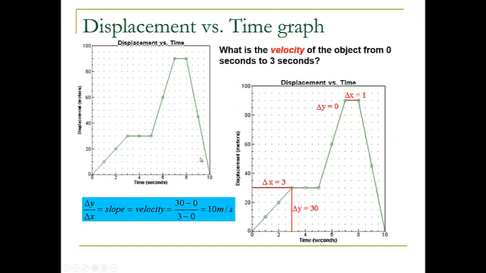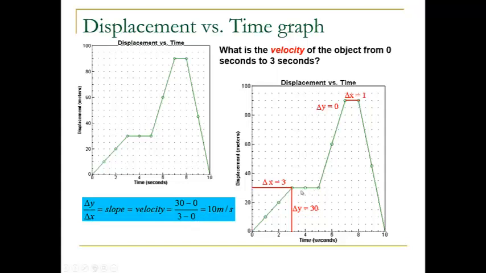All right, so I told you to sketch that graph at the beginning. This is the exact same graph that was on the first slide. If you wanted to figure out the velocity of the object from 0 to 3 seconds, you're just looking for the slope. So you would look at your rise. Your rise is 30. Your run would be 3 seconds since it says from 0 to 3 seconds. So it would be 30 over 3, which would be 10 meters per second. That's all you have to do.